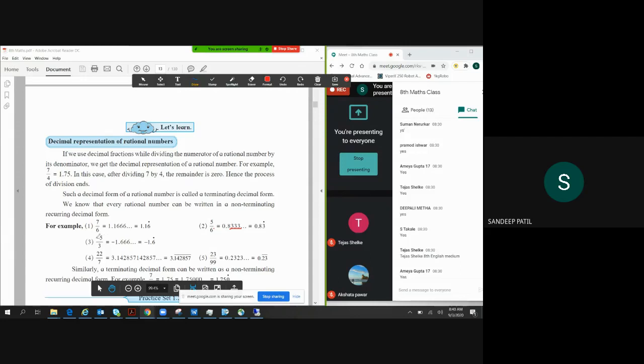Similarly, if there is a negative sign, it doesn't matter. Okay, so that's why they have mentioned here the negative sign, negative 5 divided by 3. So negative 1.66666, and 6 keeps continuing. So what are we writing? So minus 1.6 and on the top of 6 we are putting one dot.